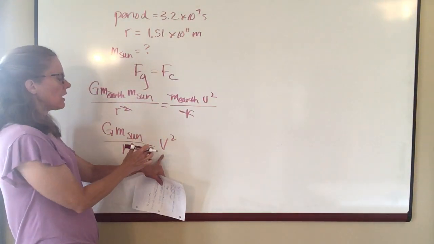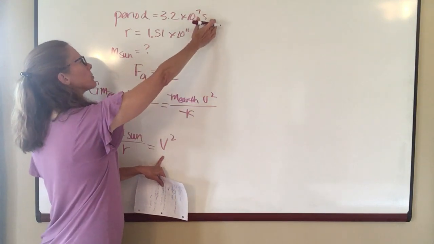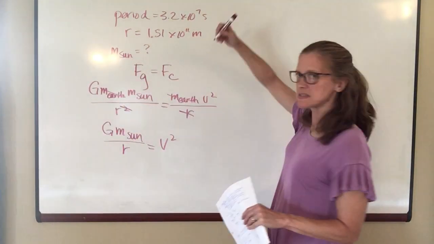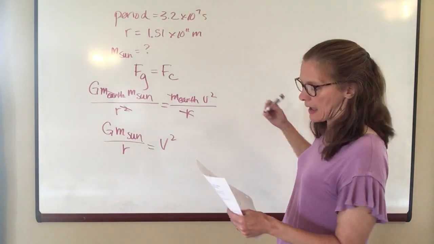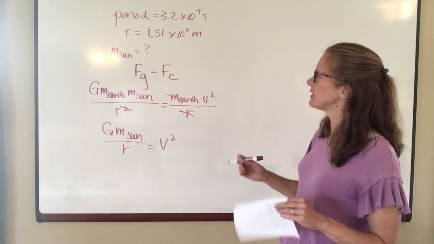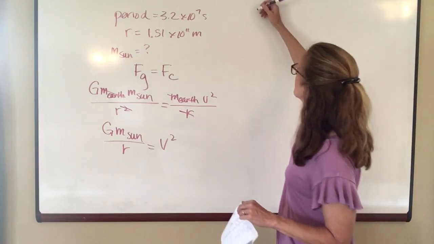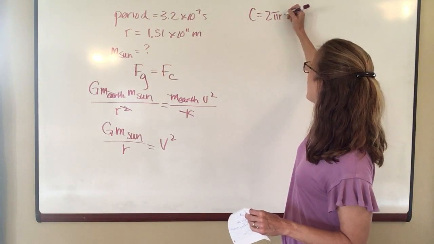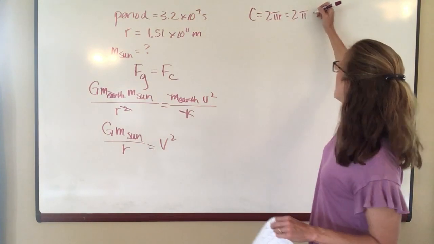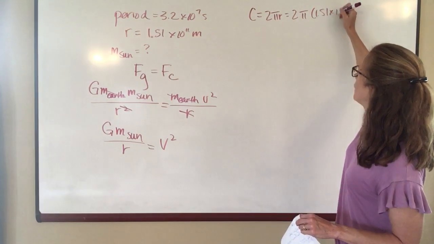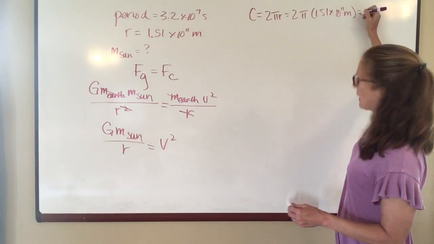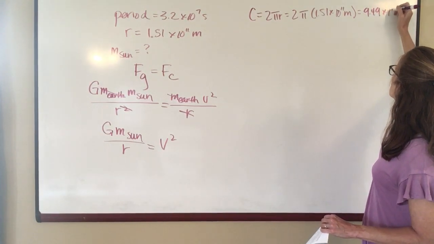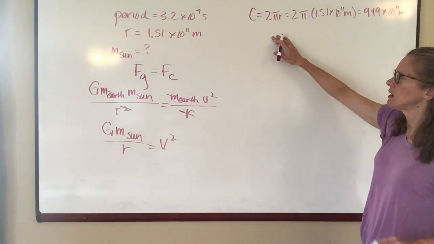Well, I can find the velocity if I know the period and I know the distance, because I know that distance equals rate times time, right? And so therefore, I need to calculate the distance that the Earth travels, so that's going to be the circumference of the circle of the orbit. So I'm going to have 2 pi r. So that's going to be 2 times pi times 1.51 times 10 to the 11th meters. And when I solve that, that's going to give me 9.49 times 10 to the 11th meters. Okay, so there's my circumference.